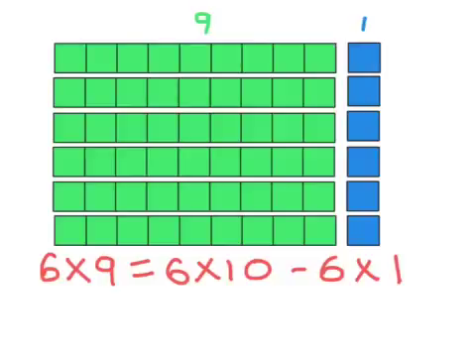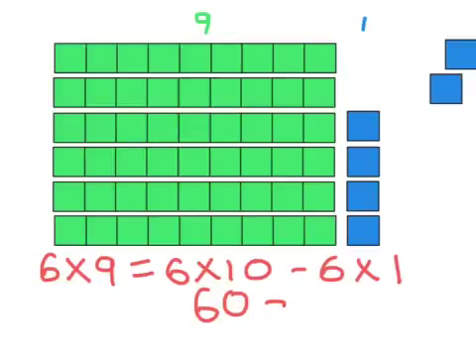Okay, now we've got 6 groups of 10. We can use 6 groups of 10 to find out 6 groups of 9. 6 groups of 10, nice and easy. That answer is 60, we know that. But remember, we need to take away those extra groups that we're not using, those 6 groups of 1.